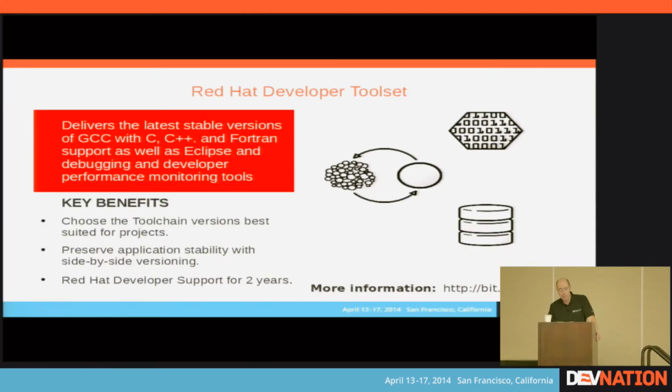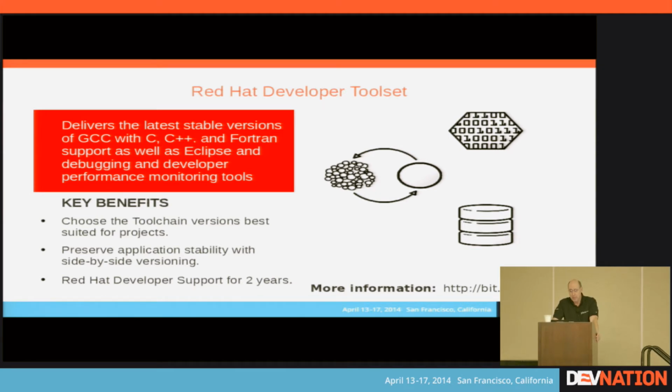The Red Hat Developer Toolset delivers the latest stable versions of GCC with C, C++, and Fortran support, as well as newer versions of Eclipse and the debugging and developer performance monitoring tools. The benefit of using the Red Hat Developer Toolset is you can use the toolchain versions best suited for your projects. So whether you have a short-term application with a short life or one that is expected to be around for many years, you can choose the most appropriate toolchain for that development.